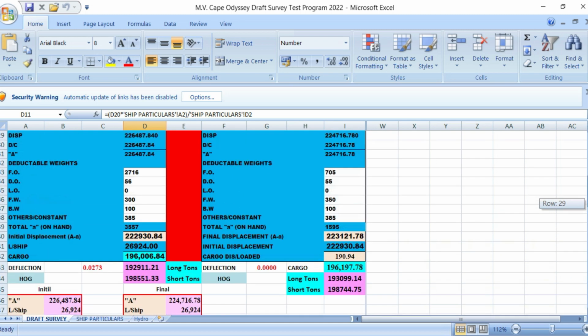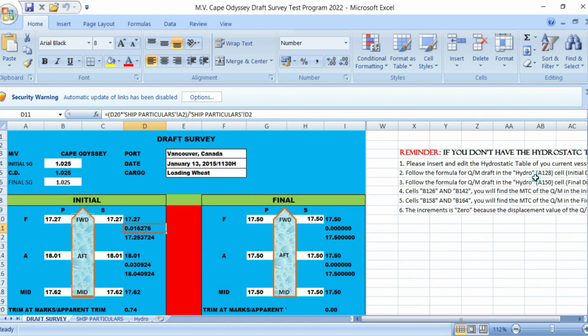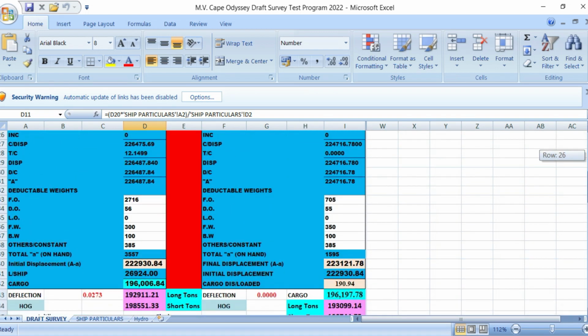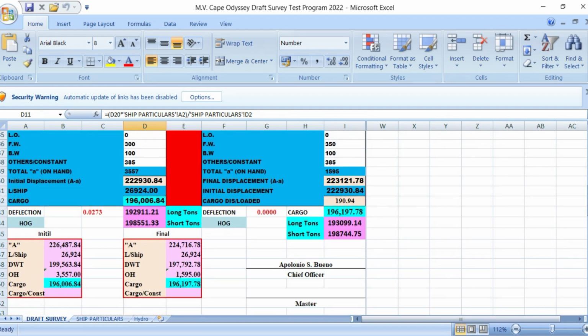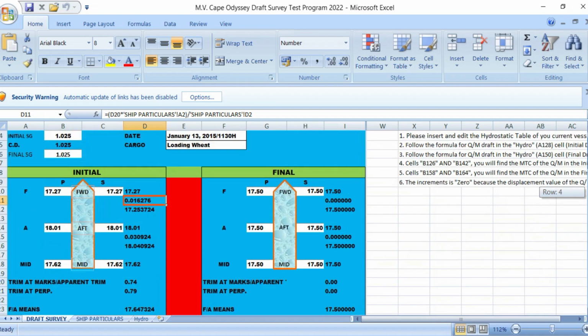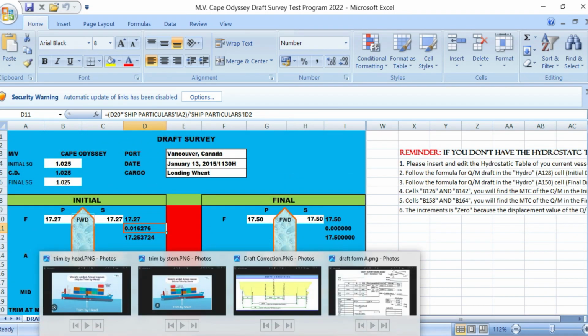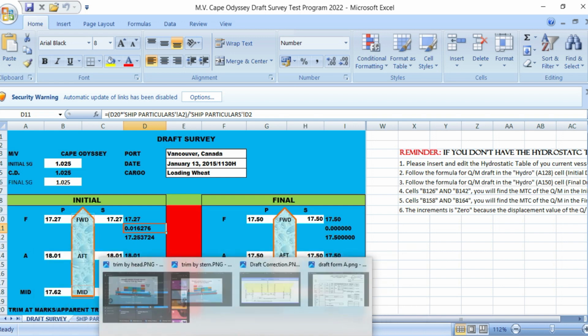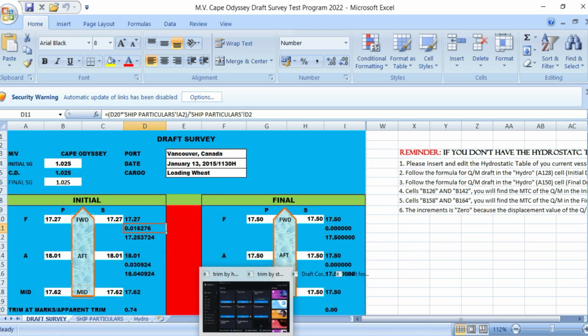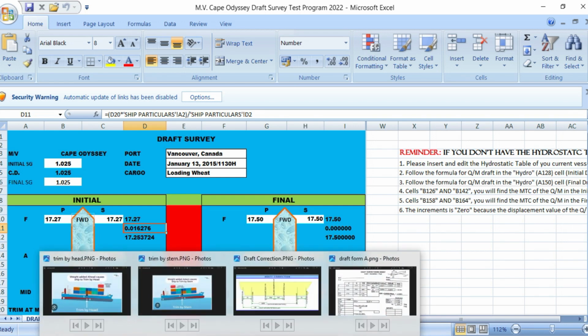So I'll just concentrate on this initial draft survey, which is this one, and explain the procedures and how I get this total cargo. I'm going to explain it one by one. So let's proceed. Before going to the draft survey, I will explain some items here.